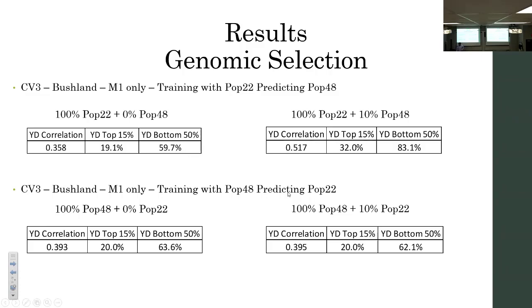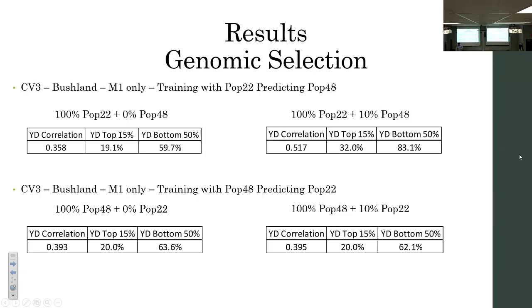Then what we find is when we include just 10% of population 48 to that, it increases our correlation higher than what we were getting before. And it translates then to being able to pick winners with pretty high accuracy, but also to drop losers with much higher accuracy than what we were seeing before. So this is a very reassuring thing to see, that this might be an efficient way to screen this material, to where we can use just parts of one population with all of another to start making some predictions.